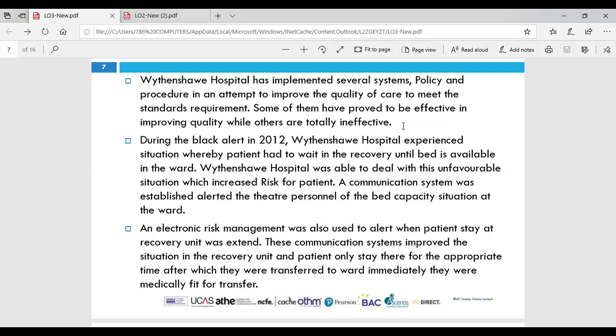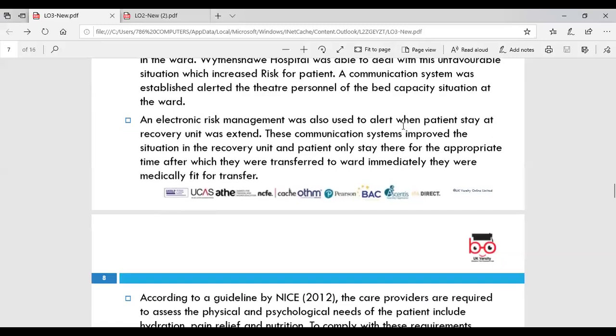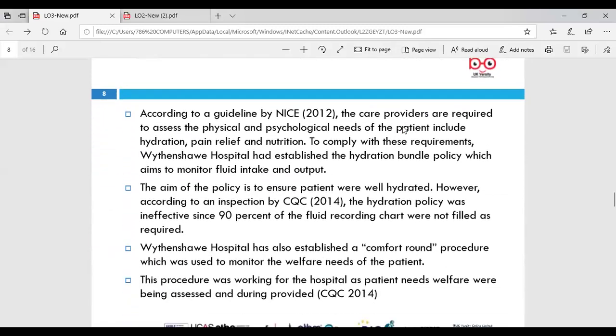These communication systems improved the situation overall in the recovery unit, and the hospital then knew that patients only stay there for the appropriate time, and they're transferred to the ward immediately once they're medically fit to be transferred. So they're not staying there for a longer period of time, which deals with the situation of having no capacity at all.